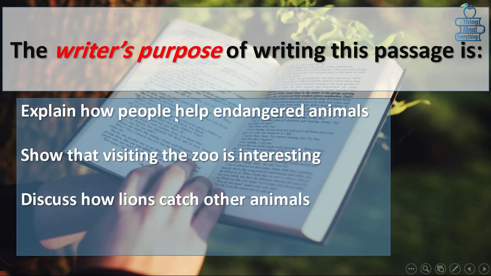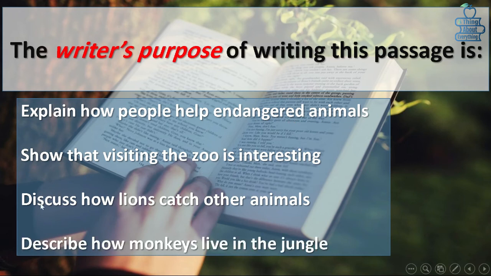Is it to explain how people help endangered animals, or show that visiting the zoo is interesting, or discuss how lions catch other animals? I think discuss how lions catch other animals is a very, very specific idea, and it's very narrow. So I don't think this one is true. So you cross it out immediately. Describe how monkeys live in the jungle. Again, here it's the opposite of the main idea of the text. We are talking about the zoo, not the jungle. So we crossed out 2 choices. We have here 2 choices to choose between.